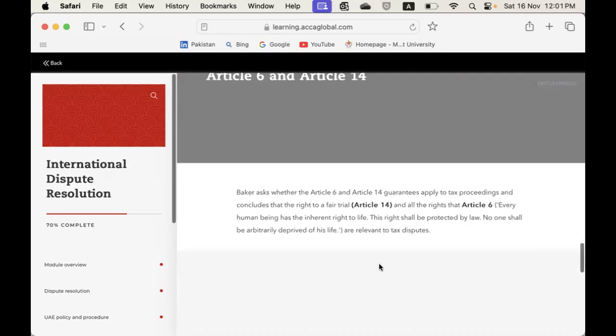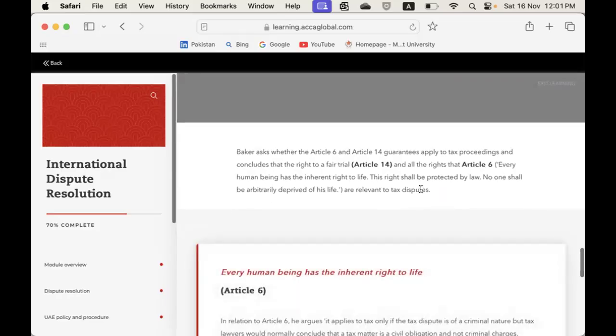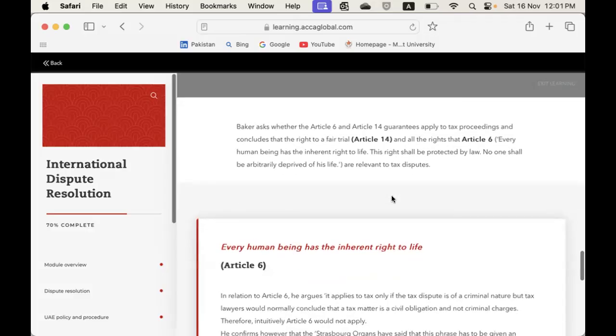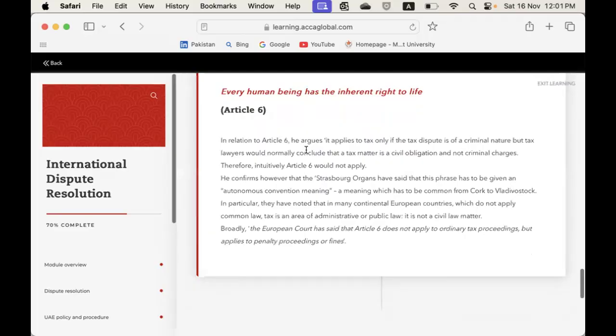Article 6 and Article 14. Baker asks whether the Article 6 and Article 14 guarantees apply to tax proceedings, and concludes that the right to a fair trial, which is Article 14, and the rights under Article 6, every human being has the inherent right to life. This right shall be protected by law. No one shall be arbitrarily deprived of his life. These are relevant to tax disputes. Every human being has the inherent right to life, which is Article 6.